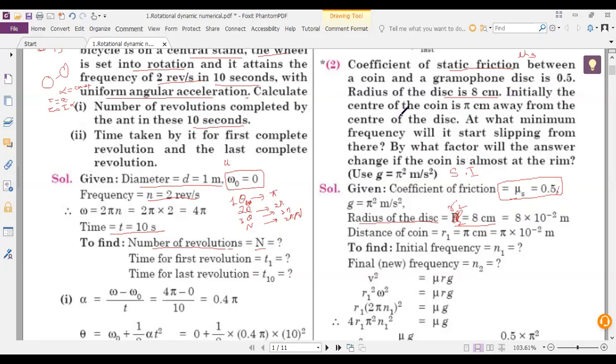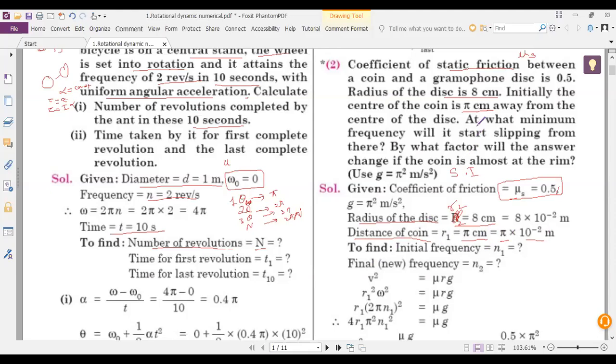Next, initially the center of the coin is 5 centimeter. Distance from the center is 5 centimeter. That means this is the radius of the coin. The disc radius is different and the coin distance is also given, correct? Which is π. So we are converting this π into meter. So it becomes π × 10^-2 meter.